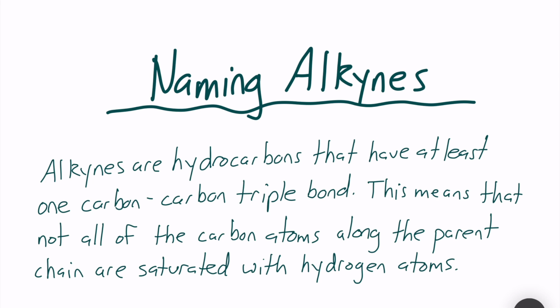Today we will be discussing alkynes and how to name them. So alkynes are hydrocarbons that have at least one carbon-carbon triple bond, and this means that not all of the carbon atoms along the parent chain are saturated with hydrogen atoms.